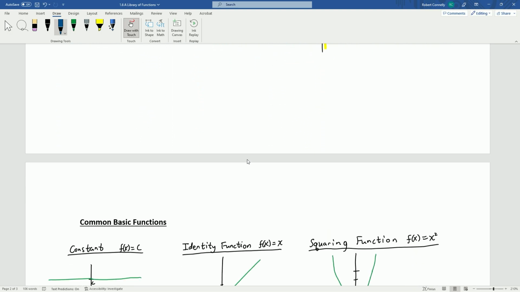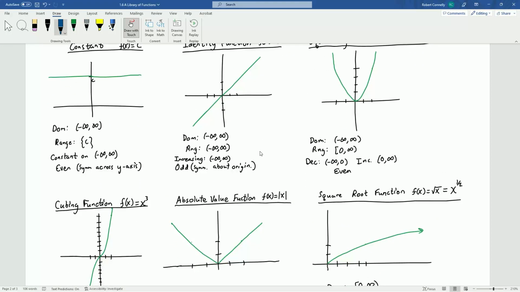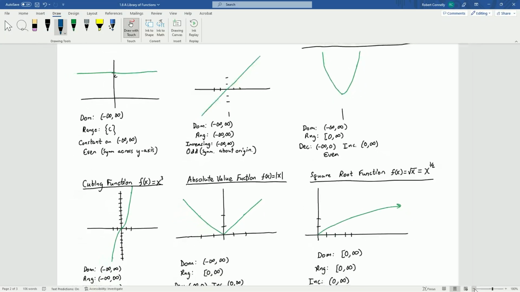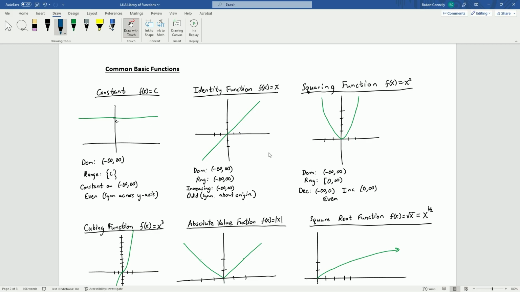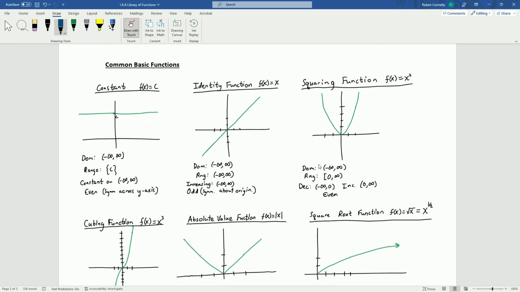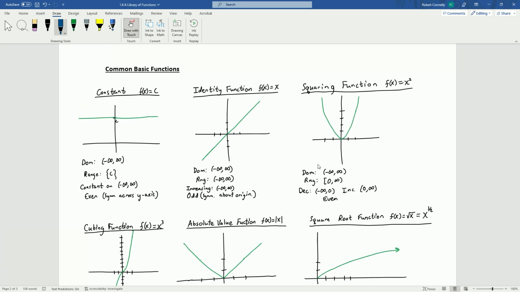Now, let's go ahead and take a look at this list of some common basic functions. So I'm not going to restate all of this stuff. I'm just putting it on the screen here for you to take a look at for a moment. You can pause the video now. I'll scroll a little bit forward, and then you can see the rest of this.